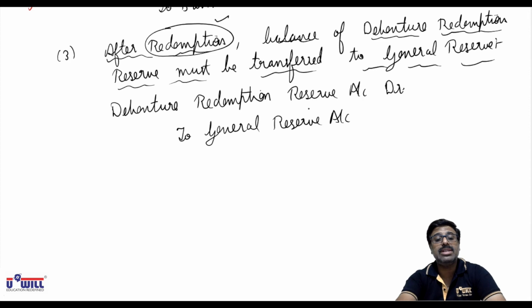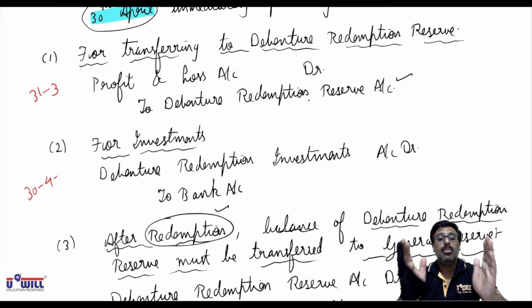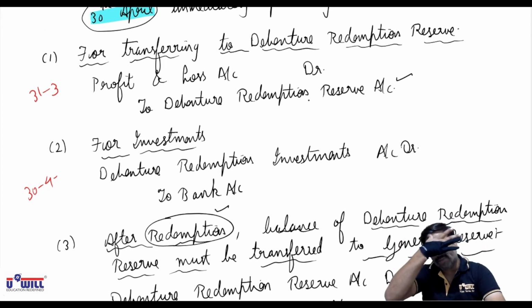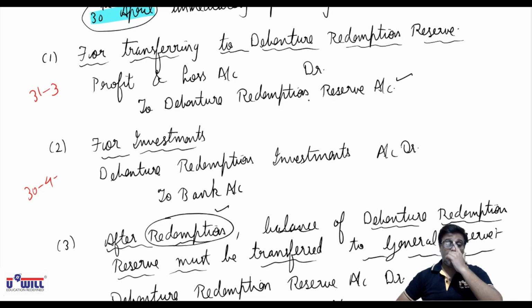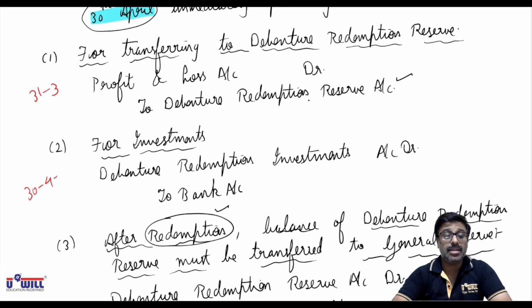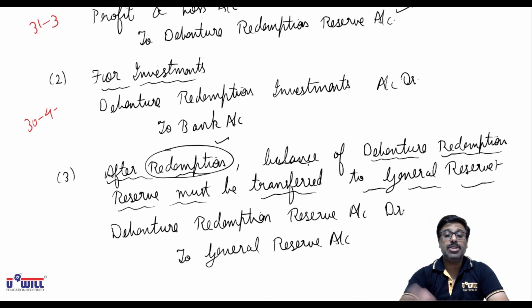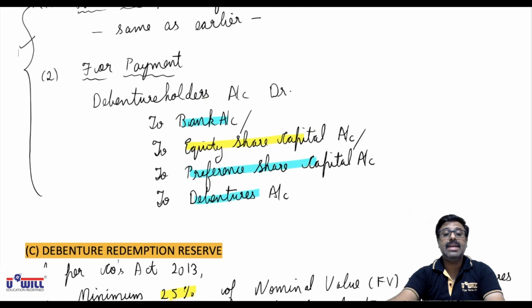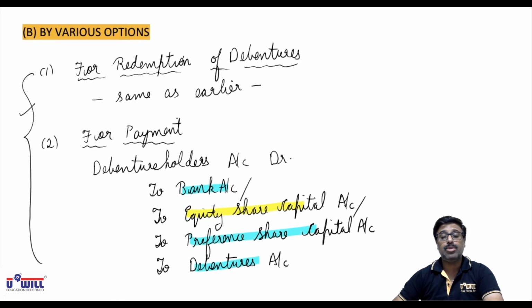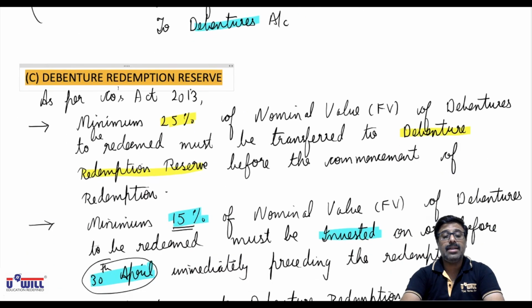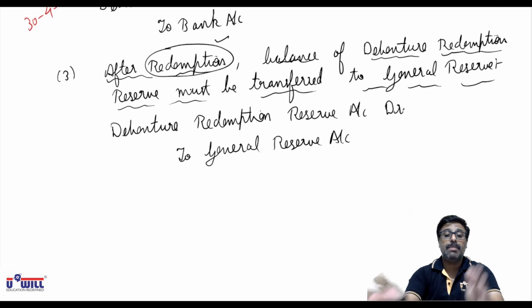So three new entries are to be understood over here. What will be the entry for transferring the money to debenture redemption reserve? Profit and loss account debit to debenture redemption reserve. What will be the entry to make the investments? Debenture redemption investment account debit to bank. After that, the redemption entries are going to remain the same, two entries of redemption. And then what entry will you pass to transfer the balance of debenture redemption reserve to general reserve? Debenture redemption reserve account debit to general reserve.